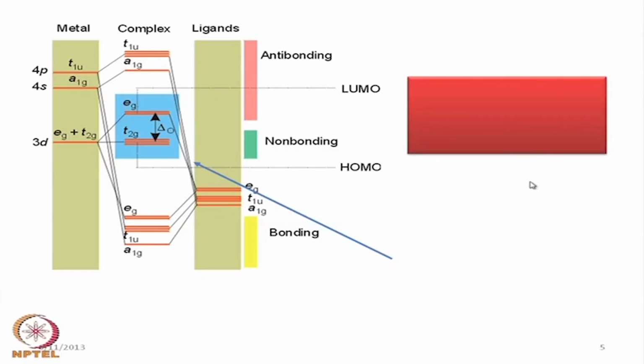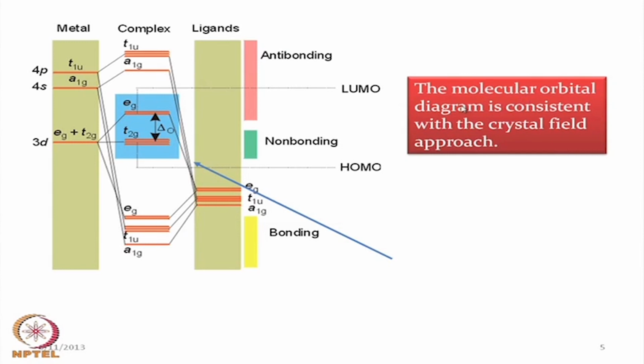So, we see that the molecular orbital diagram we are getting is also consistent with the crystal field approach, because only this part, this blue shaded region, is matching with our crystal field approach, where we have two energy levels. One we are considering as the T2G level and the other as the EG level, and we have the corresponding crystal field splitting parameter of delta octahedron due to the two levels.